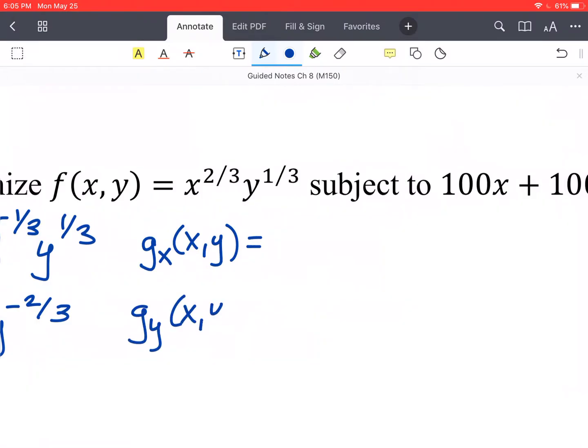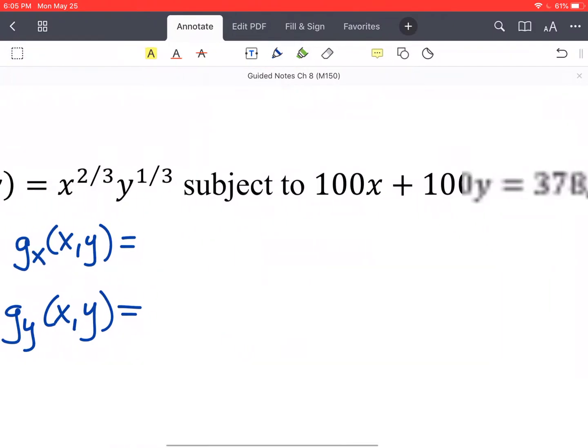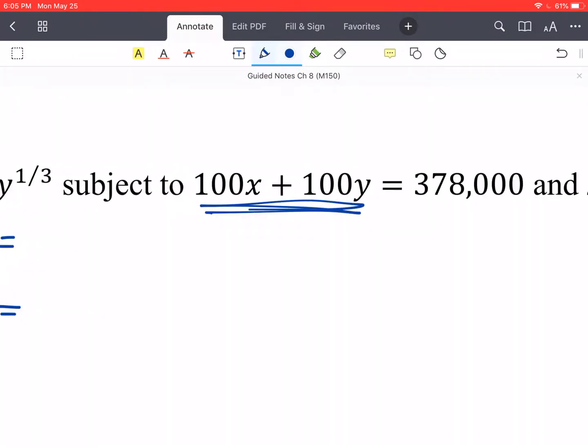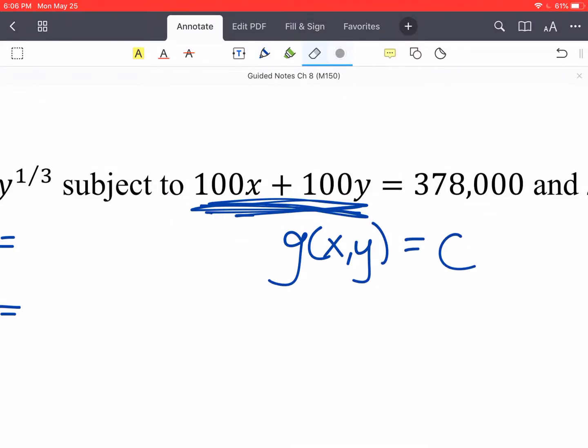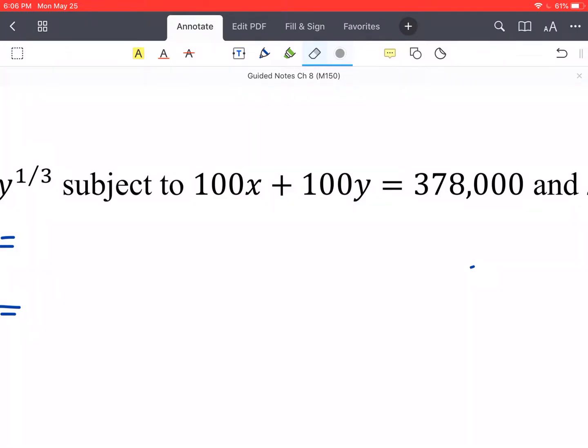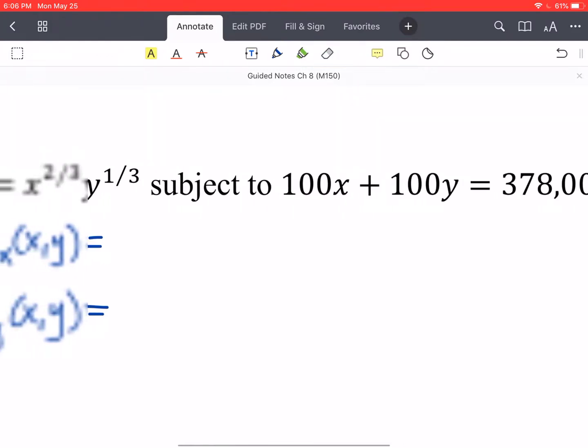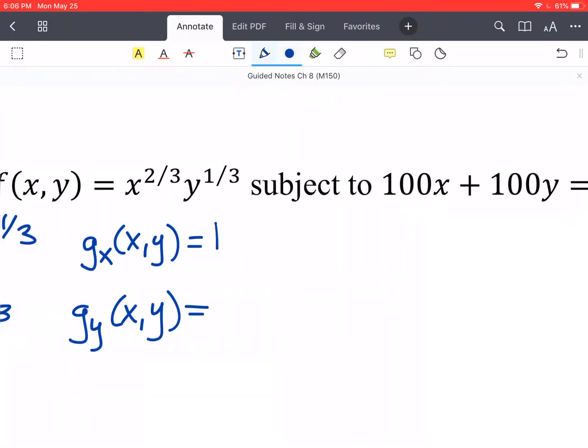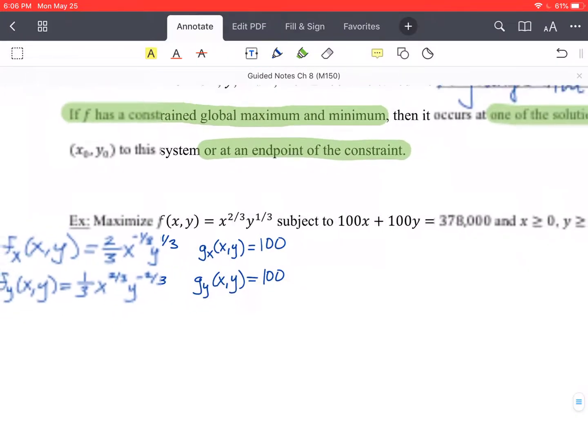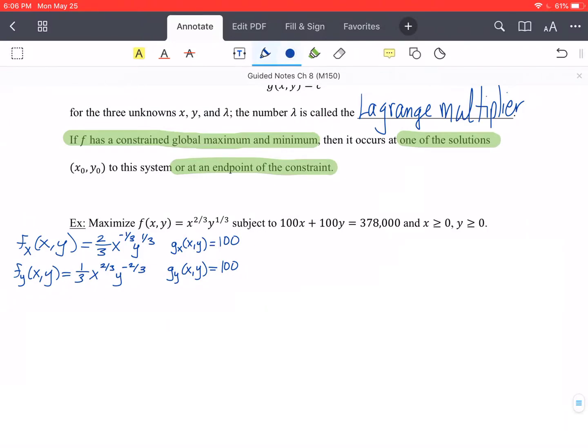And then gx and gy, well, the function g is just the constraint function. So that's just going to be this part right here, right? Because this is g of xy equals c, a constant. So derivative with respect to x is 100. Derivative with respect to y is, in this case, also 100. So there we have our partial derivatives.